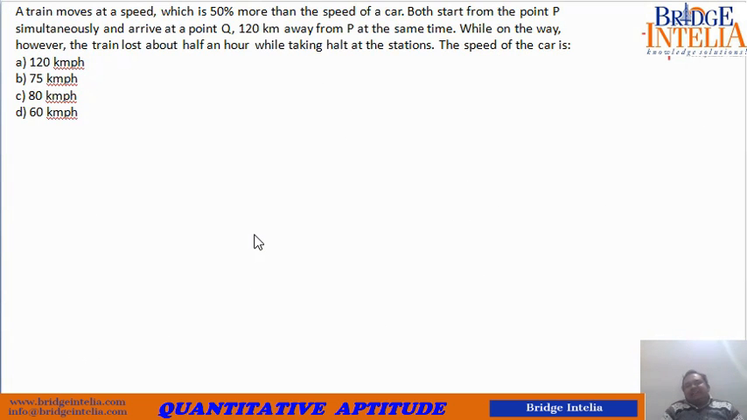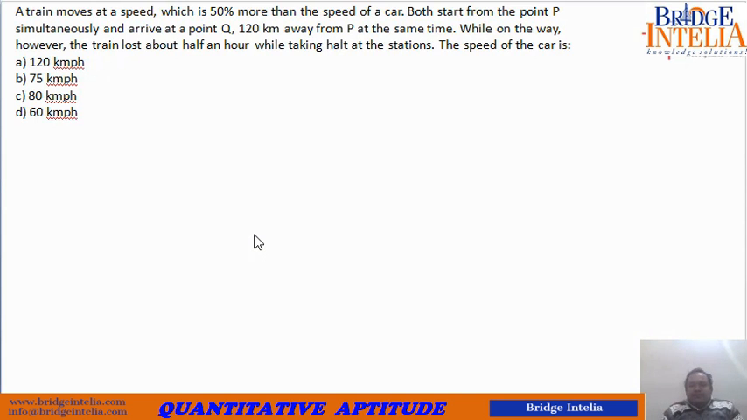A train moves at a speed which is 50% more than the speed of a car. Both start from the point P and simultaneously they arrive at a point Q which is 120 kilometers away from P. While on the way, however, the train lost about half an hour while taking halt at the stations. The speed of the car is equal to what? So very good question. So I insist that you should pause this video, first give it a try on your own, and then you refer to the solution.